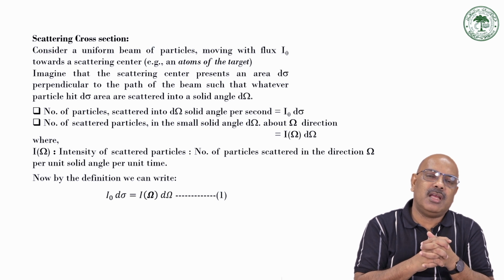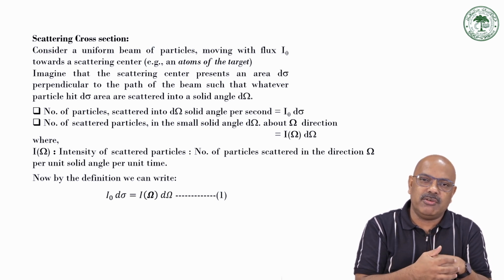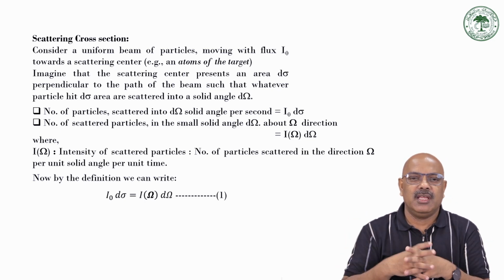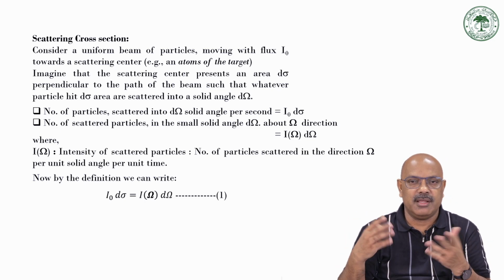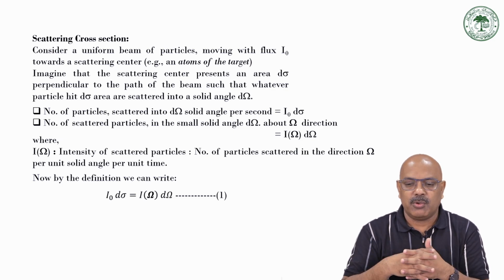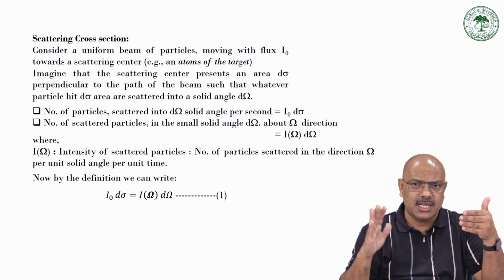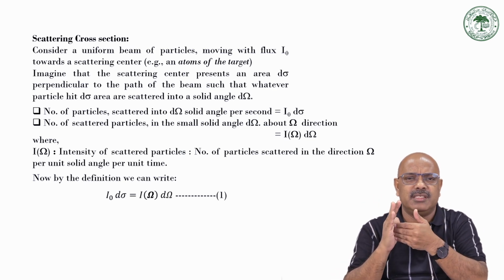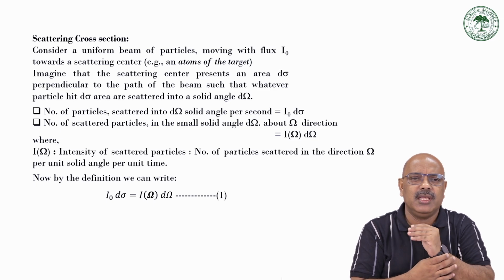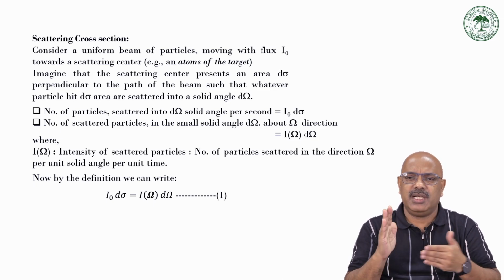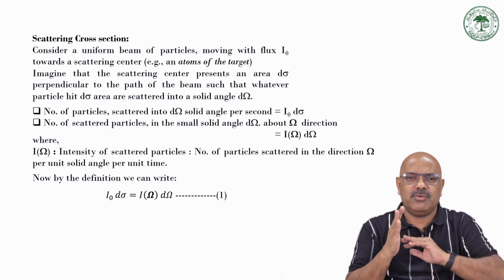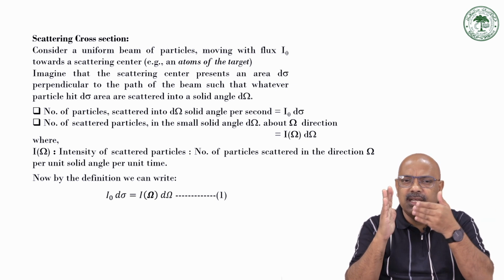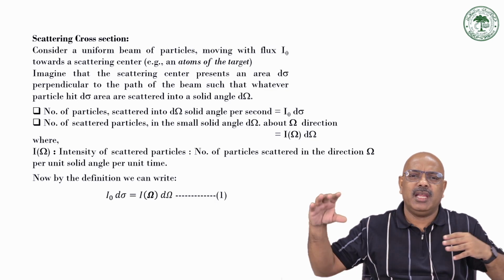Now the cross section is something which you calculate experimentally. Suppose you consider a uniform beam of particles moving with flux, some intensity, say I naught, whatever it is. This is the incident beam coming, and that is the flux towards the scattering center, which is going to be the atom or the target. So imagine that the scattering center presents an area d sigma, perpendicular to the beam, such that whatever particles hit the d sigma area are scattered into a solid angle d omega.